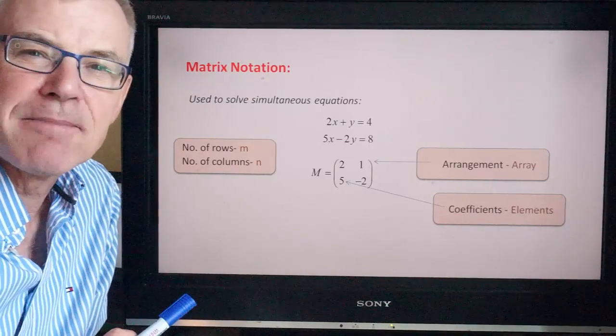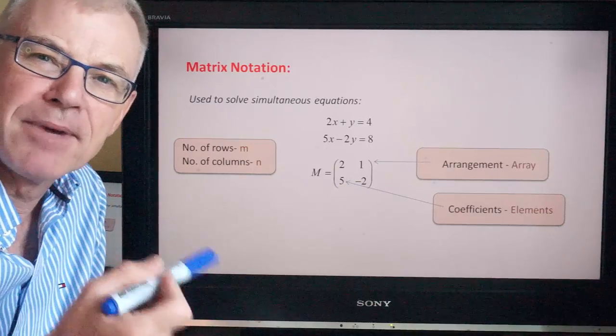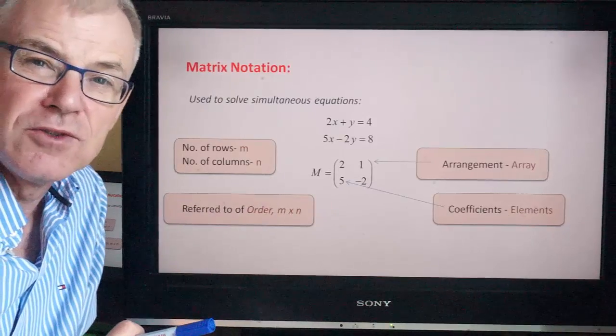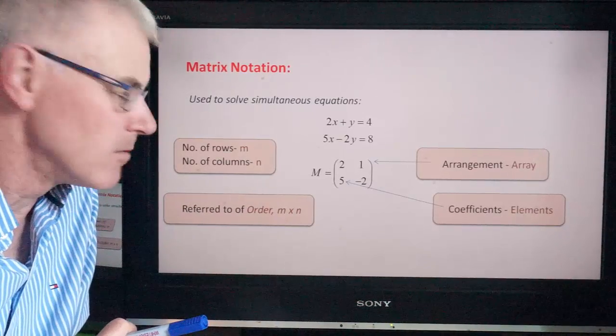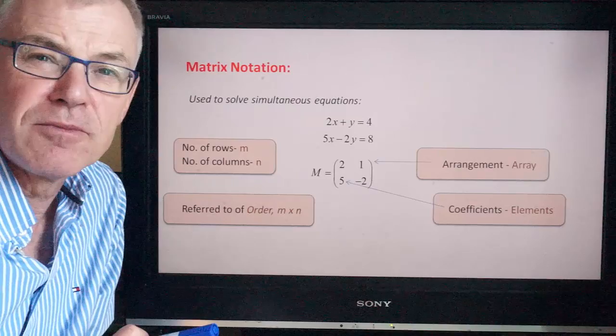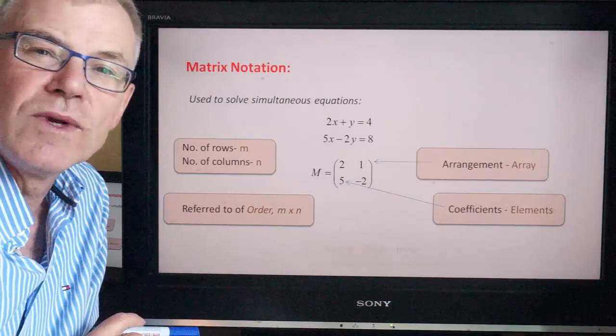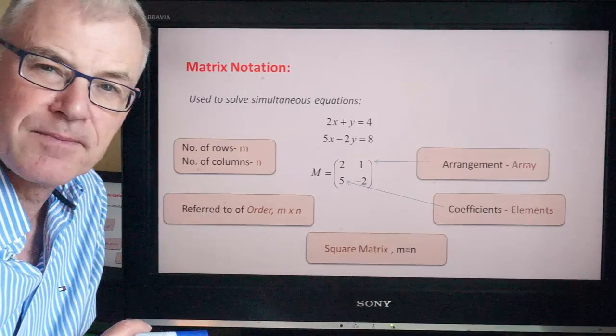Now we also say that the matrix is of the order m by n. So in this case our matrix is 2 by 2. There's 2 rows and 2 columns. Now if the number of rows and the number of columns are the same, as they are in this case, we say that the matrix is a square matrix.